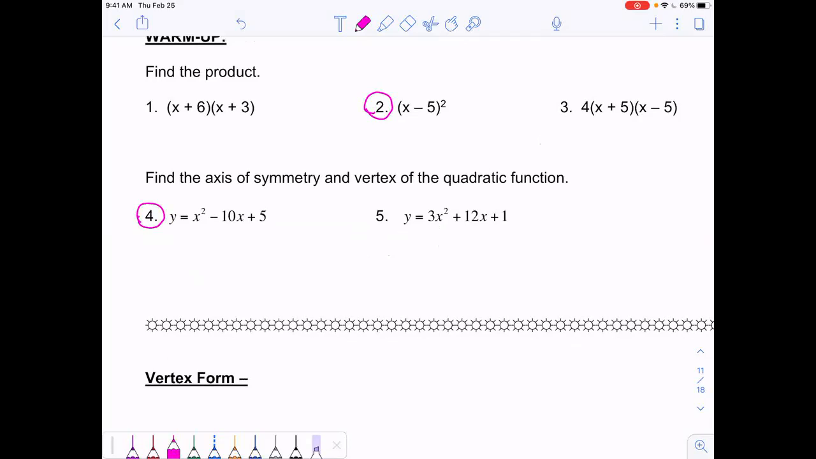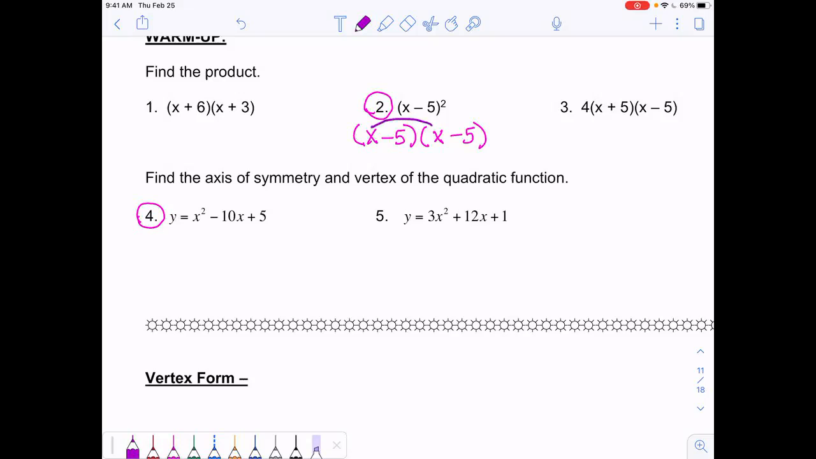And then we'll talk about this vertex form. So in number 2, Haley, what would you do if it has x minus 5 and then it's squared? What does that mean? Yeah, so we write it twice. And you're going to see that the form we look at today is going to have that quantity squared in it. So we would write it twice. And then it says to find the product. That means to multiply, and we multiply using FOIL.